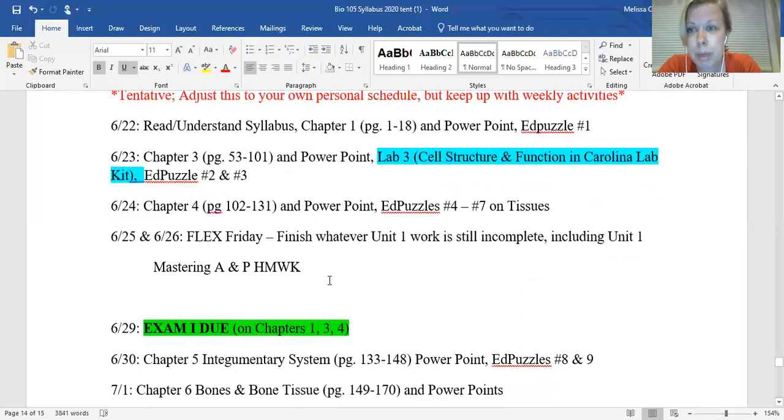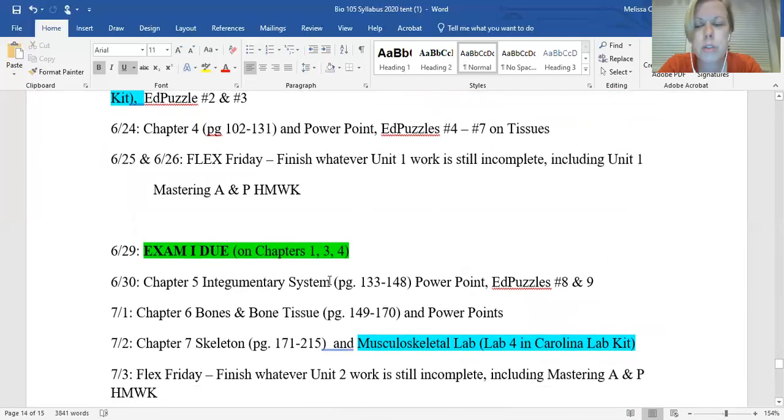But then that following Monday, June 29th, is your first exam. So your exams are always on a Monday. The only time it's not on a Monday, I think, is when it's the very last day of the course. After an exam, take a breather, and then you want to start the next chapter, chapter 5. Again, some chapters are longer than others, so you want to pace yourself. You want to be keeping up with your Mastering A&P and also keeping up with your videos. Remember, you get credit for watching the videos, the Edpuzzles.